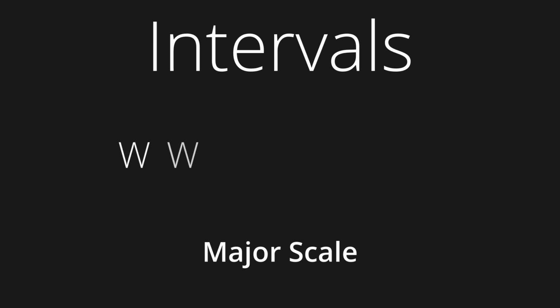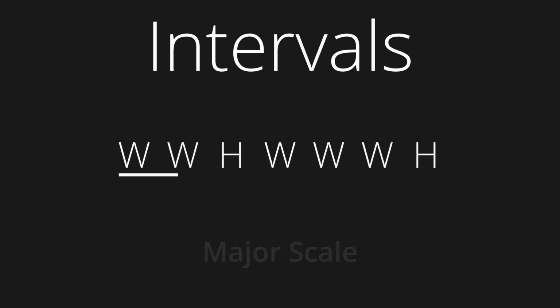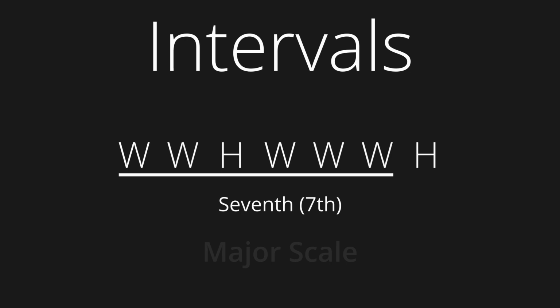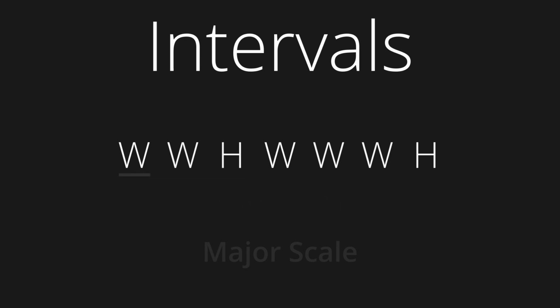A scale can be described by intervals in relation to the tonic. The intervals for a major scale are a whole step, half step, whole step, whole step, whole step, and half step. Each interval from the tonic to another tone can then be labeled a second, third, fourth, fifth, sixth, seventh, and octave. Since these came from the major scale, we prefix these intervals with major.